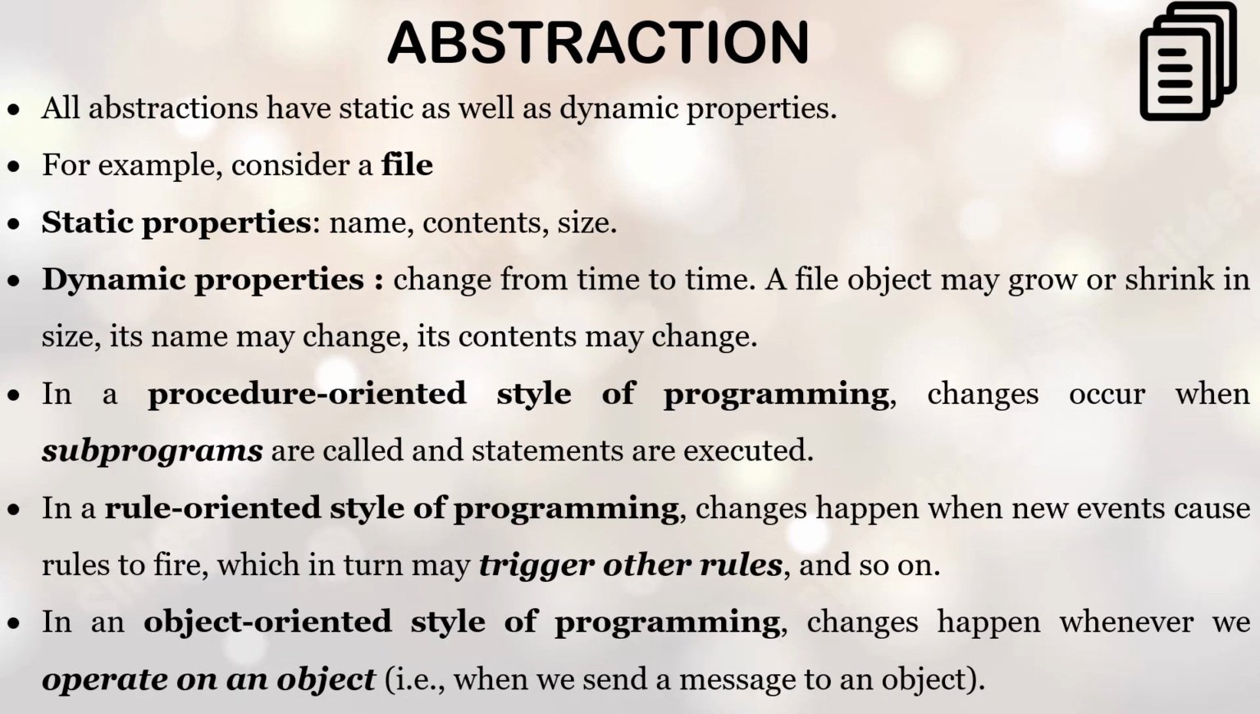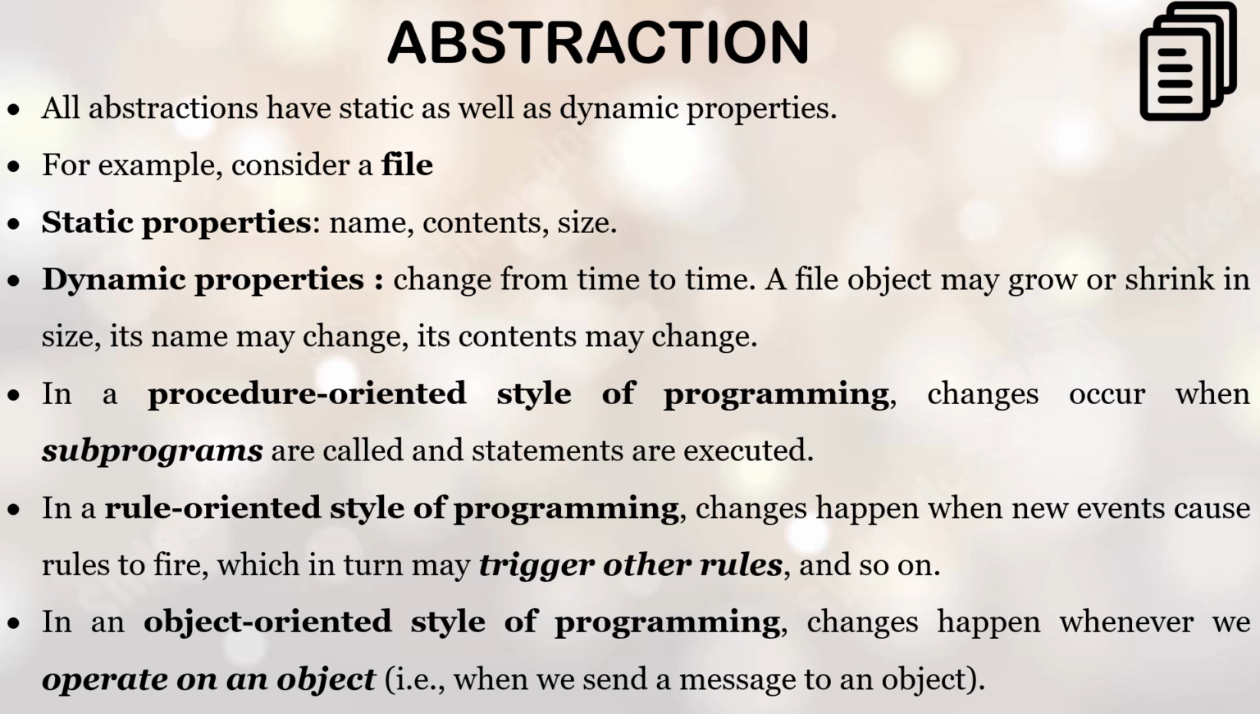All abstractions have two properties, static as well as dynamic. Take a file for example. The static property can be the file name, the size of the file, and what it contains. The dynamic property can be the change in the size of the file, change in the name of the file, or change in the contents of the file.